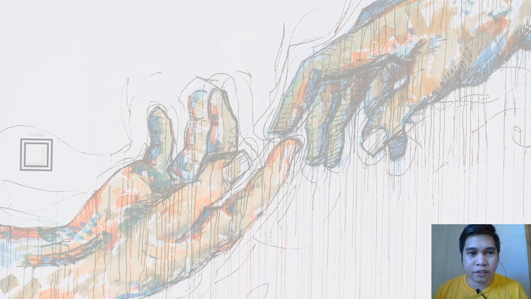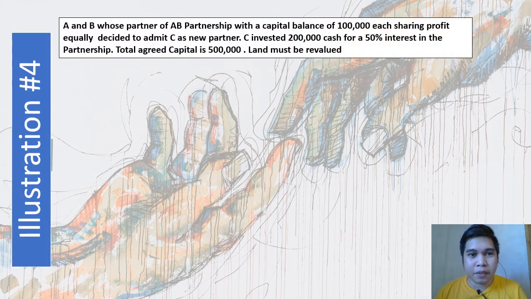Okay, so last illustration tayo. A and B, who are partners of AB partnership with a capital balance of 100,000 pesos each, sharing profit equally, decided to admit C as a new partner. C invested 200,000 pesos cash for a 50% interest in the partnership. Total agreed capital, 500,000. So, land daw must be revalued. So, therefore, kapag daw may difference between the TCC and TAC, ang ating assumption, there is a revaluation.